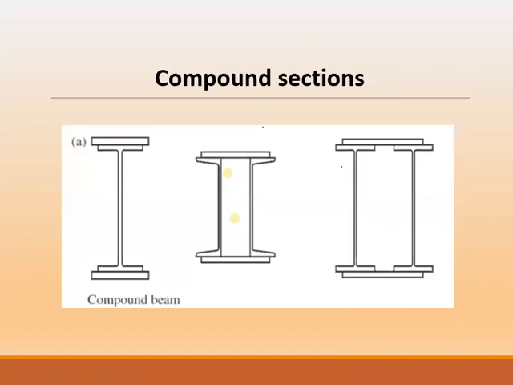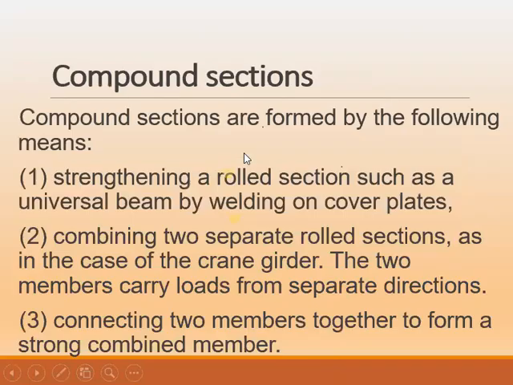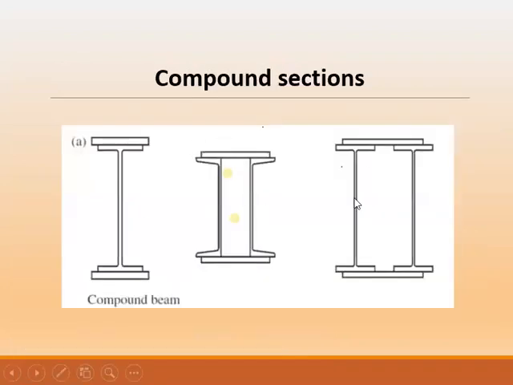Or at the mid here, we can see I have joined two channel sections, this one and this one, by welding them to the plate. So by so doing, I'll form a compound beam. So see, this one we are strengthening by welding on cover plates, or by combining two separate rolled sections. You see, like this one.